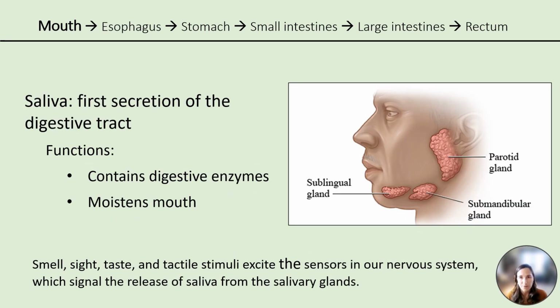Okay, so the first secretion of the digestive tract is saliva. So what does saliva do? Well, it moistens our mouth and it allows us to chew our food without it being too dry. It contains digestive enzymes that help to start breaking down the food in our mouth. So smell, sight, taste, and tactile stimuli, like feeling food in our mouth, excite the sensors in our nervous system, which signal the release of saliva from our salivary glands. And you know this feeling. If you start even just thinking about your favorite food, you start to salivate. Your body is getting ready. It's preparing for that meal.